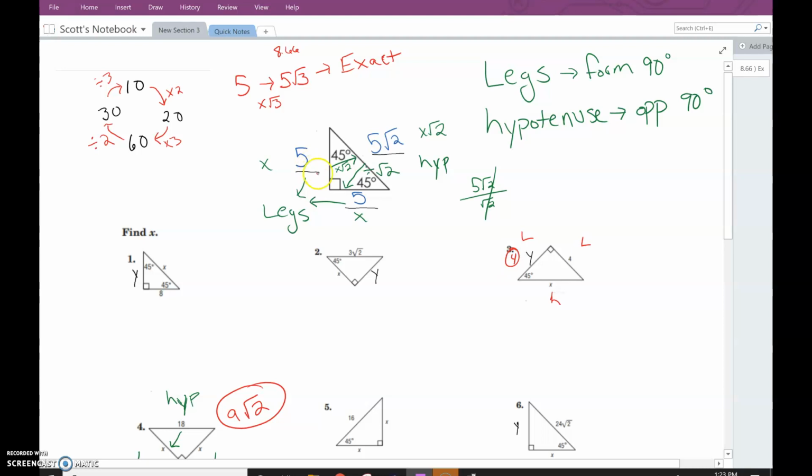Okay, and then I look at my pattern. Well, if I go leg to hypotenuse, it's getting bigger, so I ask myself, what do I have to do? Am I multiplying or am I dividing? This is multiplication. So I have to take 4 and multiply it by the square root of 2, because that's what my pattern is telling me. The hypotenuse is getting bigger if I go from here to here. 4 times the square root of 2, hey, it's already simplified. 4 square root of 2. Boom. That's it.